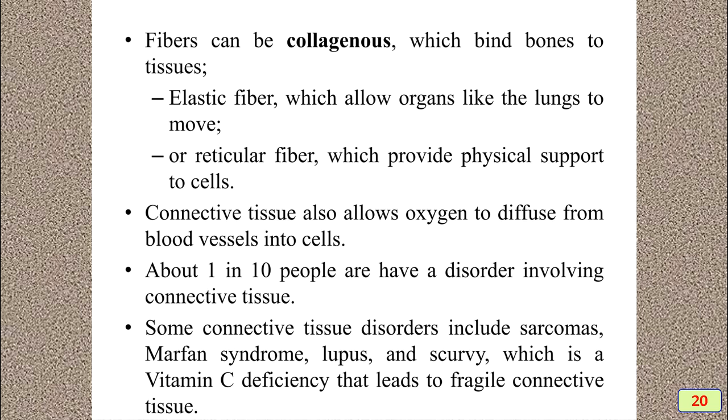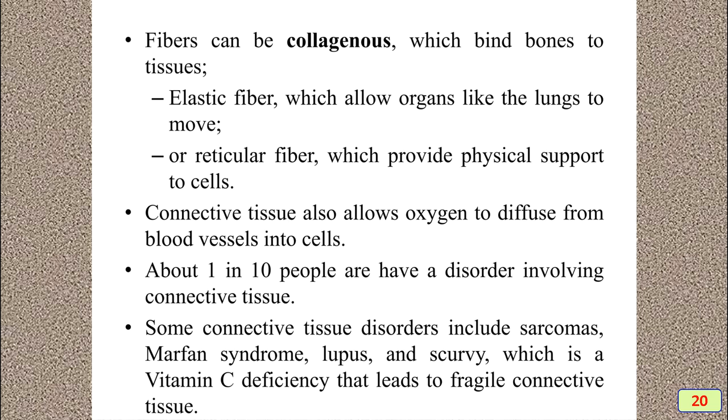For example, the skeletal muscles are bound to the bones, and elastic fibers allow organs like the lungs to move, or reticular fibers, which provide physical support to cells. You may be wondering how many types of tissues there are. 10 raised to 14 cells are present in the body, and each forms a different type of tissue, starting from the squamous cells, then the transitional cells, and many more.